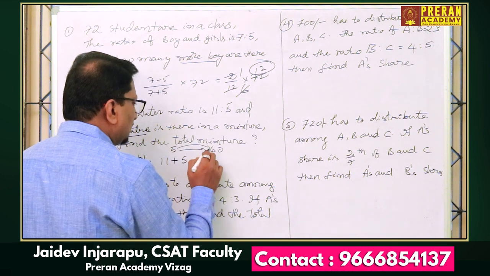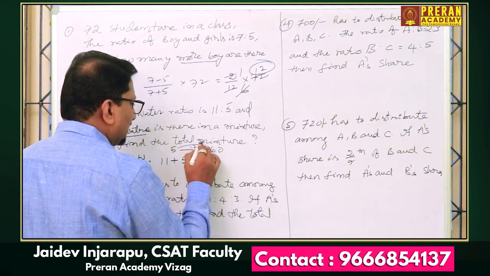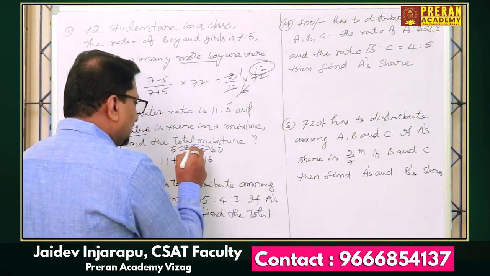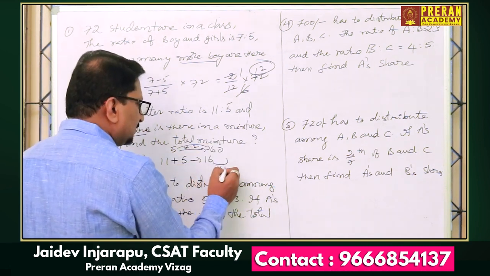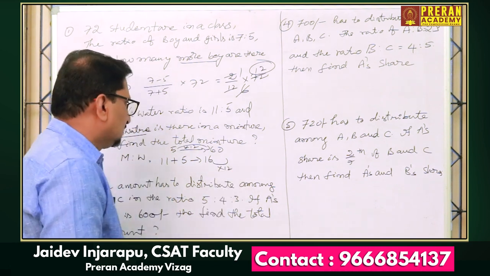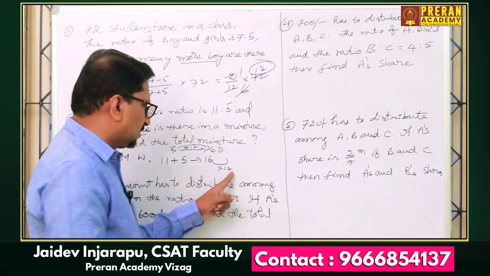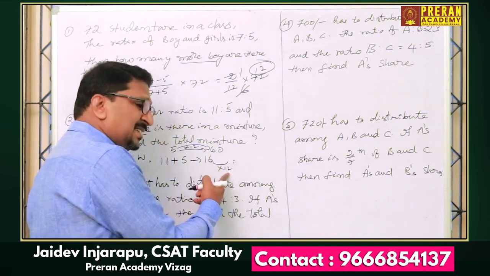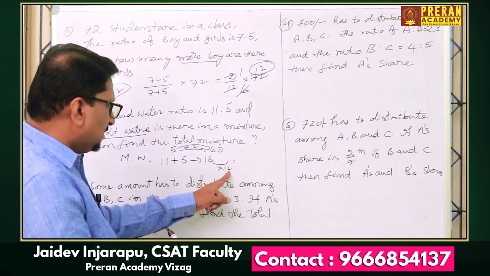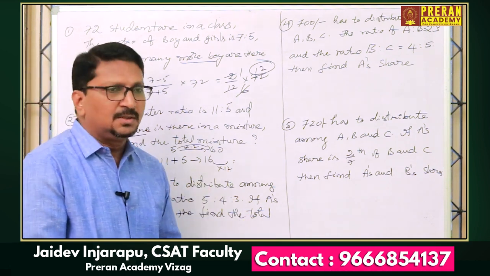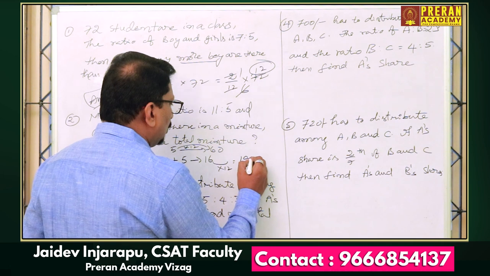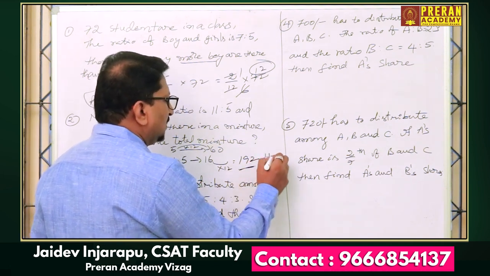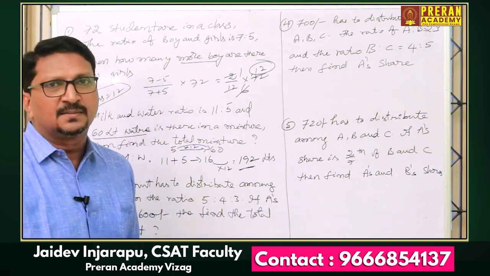So how many times? 5 12s are 60, so you have to multiply the same into 12. 16 12s are how much would it be? 16 10s are 160 plus 16 2s are 32. So 192. So the total number of mixtures is 192 liters.